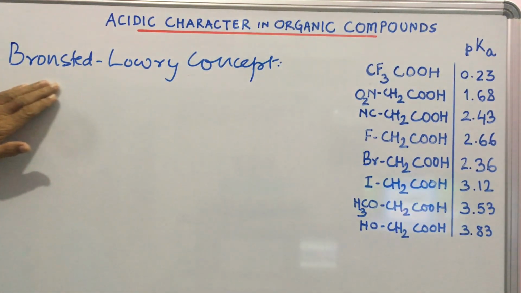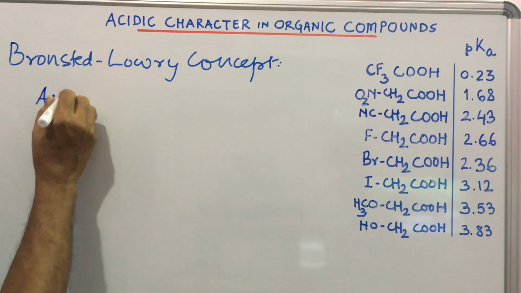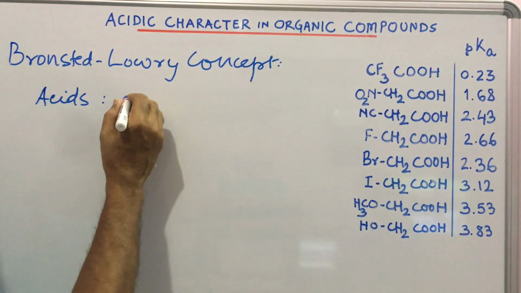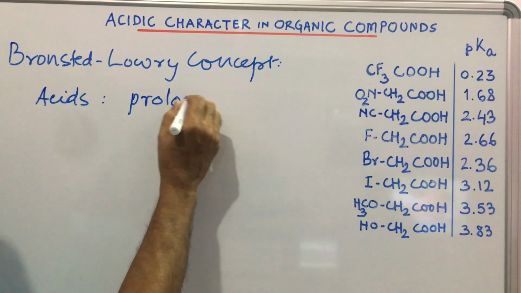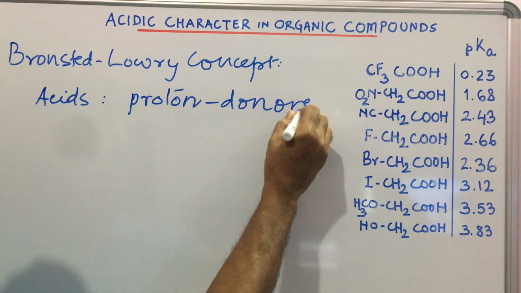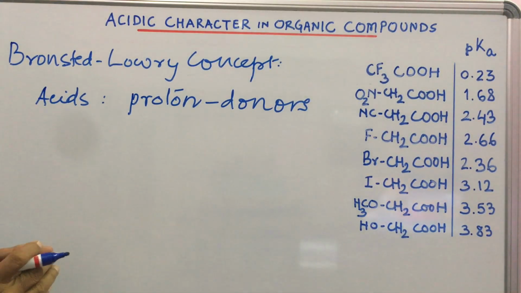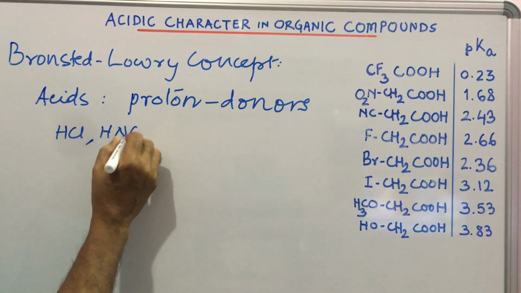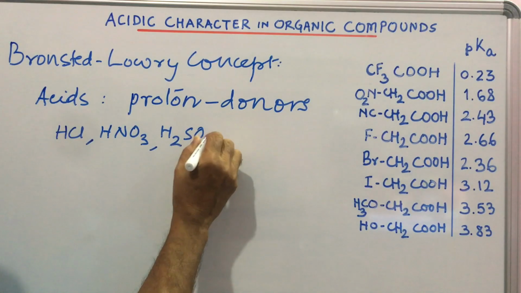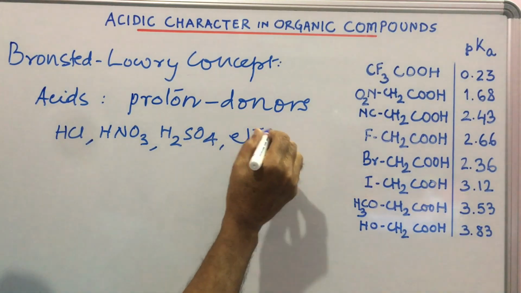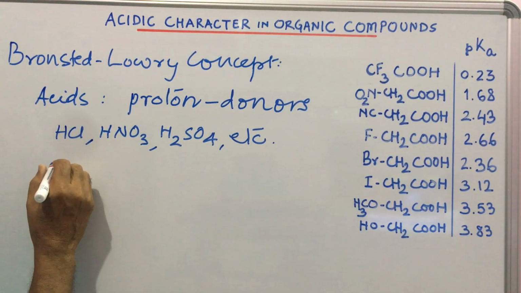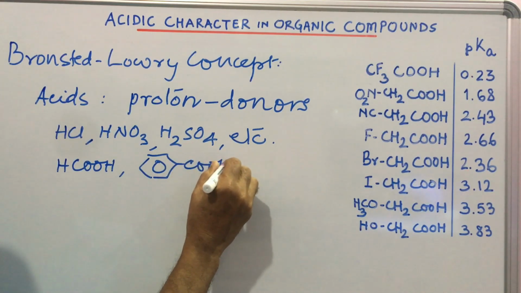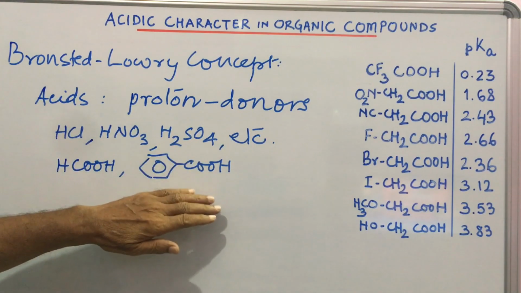According to Bronsted-Lowry, those compounds are acids which can liberate proton, that is, proton donors. Proton donors means which can liberate proton. These are HCl, HNO3 and other inorganic acids, or organic acids like formic acid, benzoic acid, etc.